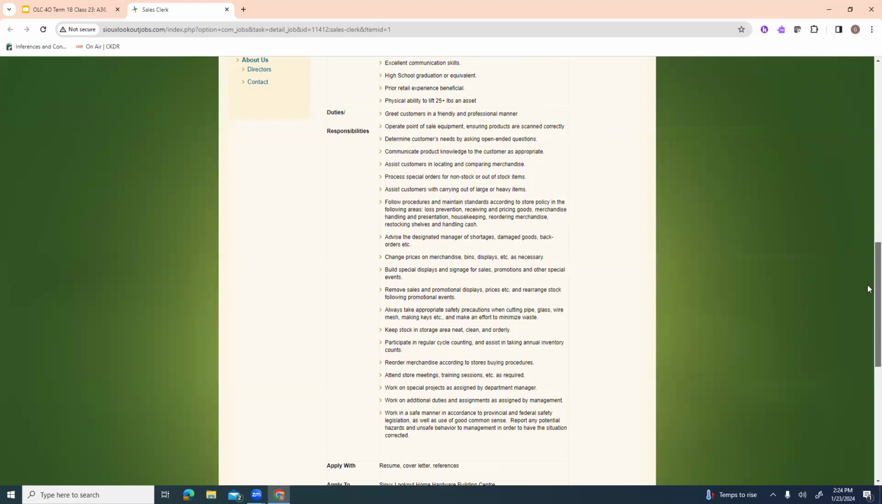Because here, for example, it says assist customers with carrying out large and heavy items. I would be fine as a cashier, but I could not, for example, carry out large or heavy items. So if you knew that was an issue for you, then you wouldn't apply. On the other hand, if you're super strong and you know that's a great thing, by all means do it. That's the kind of thing that you do want to be careful of.